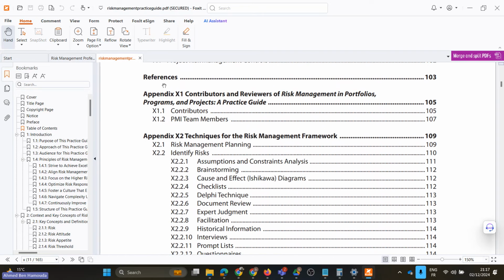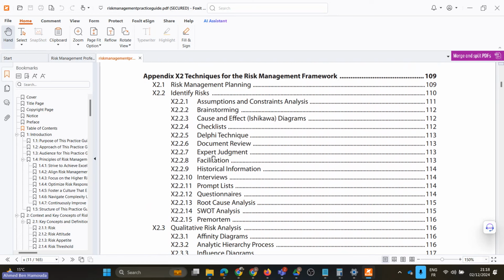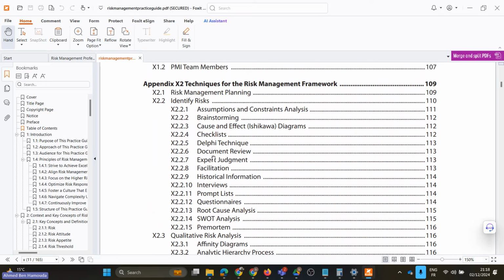Here you have references, then an appendix about the contributors and reviewers of the risk management content. Okay, that's just contributors for this content. And almost that's it, here just techniques for the risk management framework.